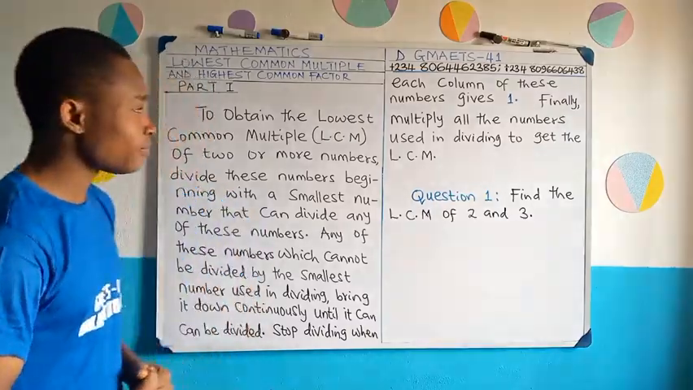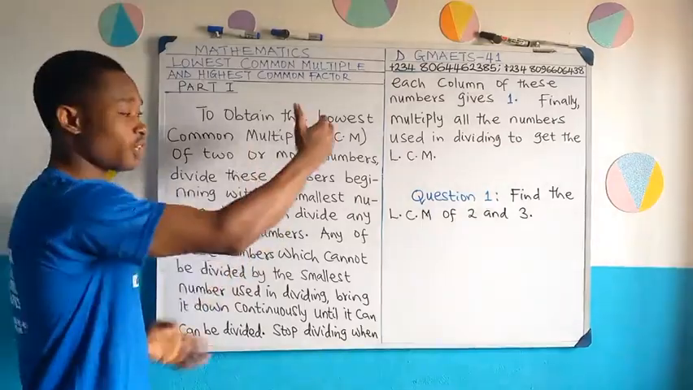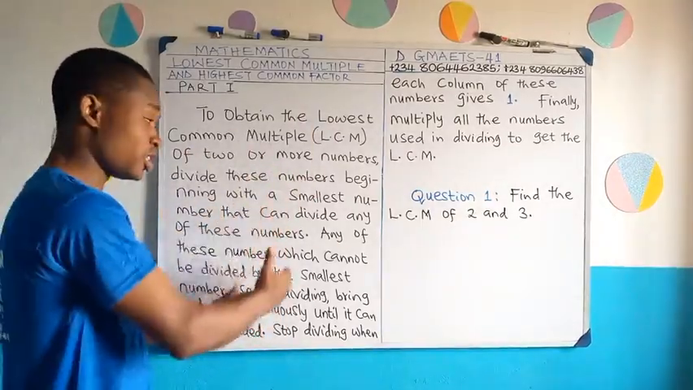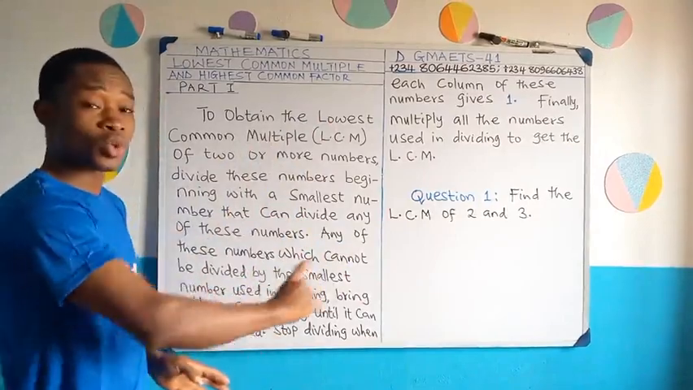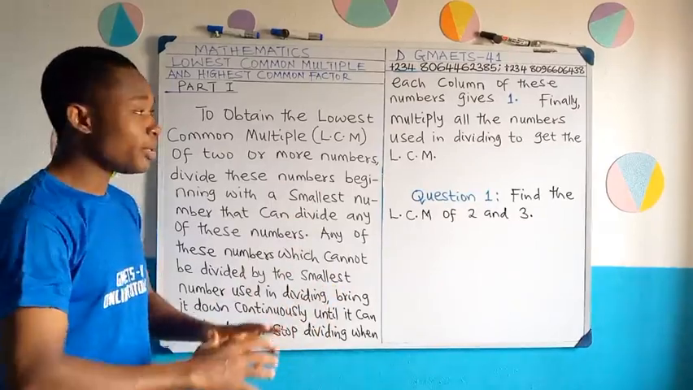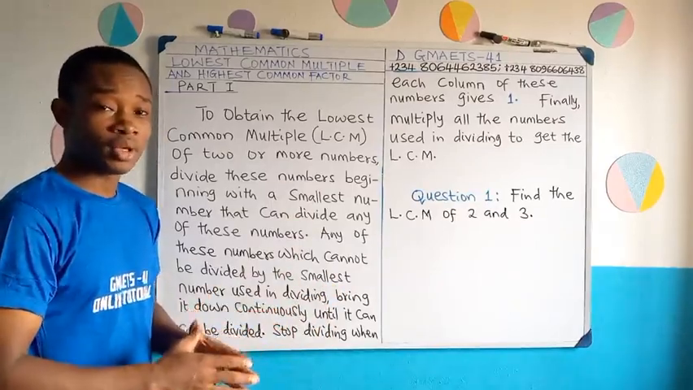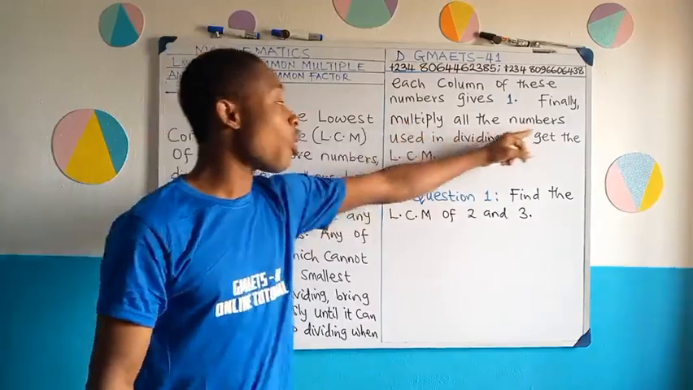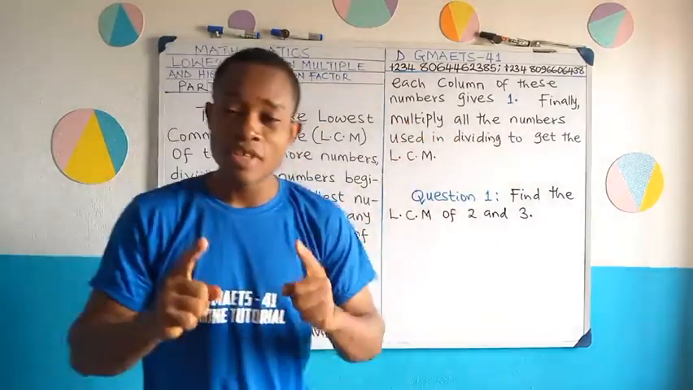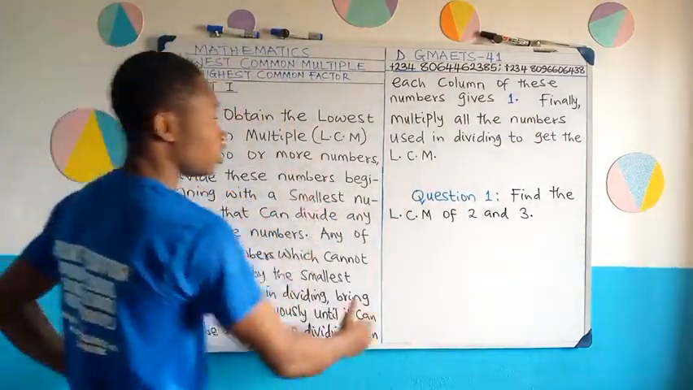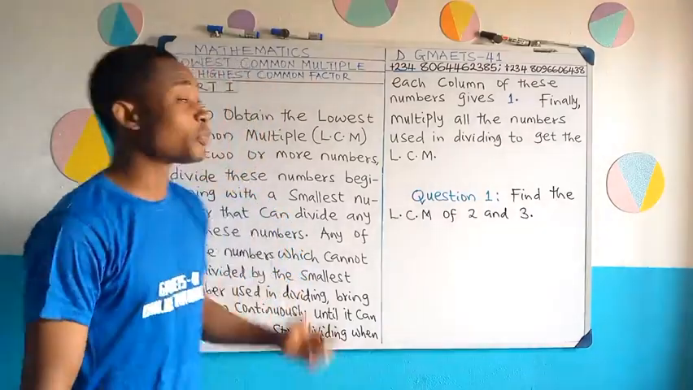Once you've done that, if each of the columns of the numbers whose LCM you are looking for gets to 1, then you can stop. It means you've concluded your division. How do you now get your LCM? Finally, multiply all the numbers used in dividing to get the LCM. So that is what this short note is explaining. Is that okay? You can read through it.